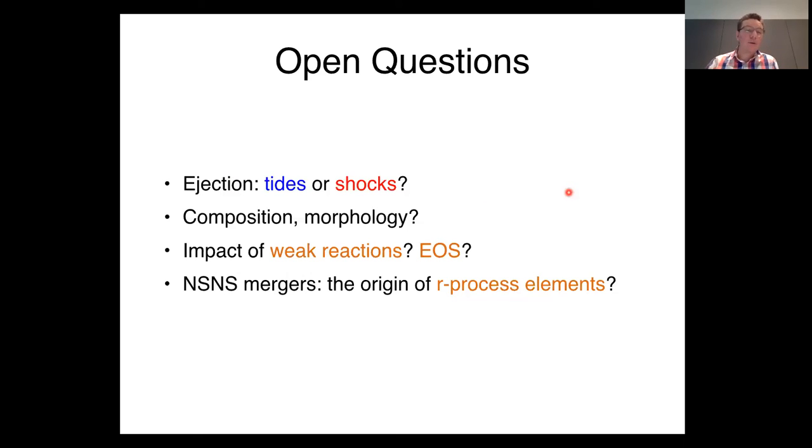More in general, we want to understand what their composition and morphology are, what is the impact, for example, of weak reactions or of the choice of the equation of state. And more in general, we want to understand if neutron star mergers are contributing to any significant degree to the R process abundances we see in our galaxy.